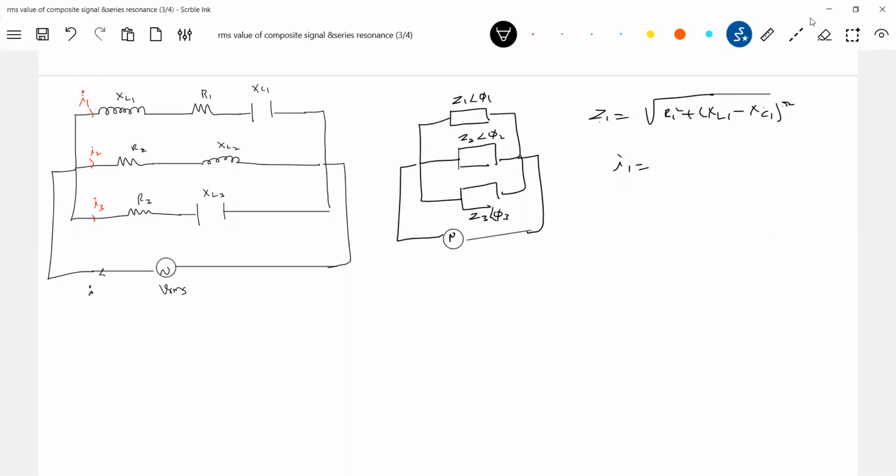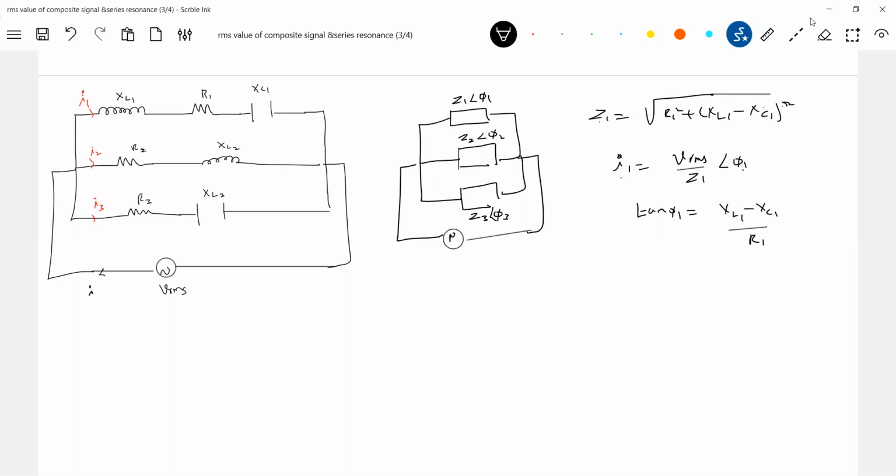Then what is I1? I1 will be Vrms by Z1. I'll get current I1. This current I1 will have some phase angle because Vrms will be there. How to calculate that phase angle? Tan phi 1 is equal to XL1 minus XC1 by R1. Will I agree? So therefore, this is only magnitude. So what is actually the current I1? I1 should be a magnitude Vrms by Z1 and phase angle phi 1. How to calculate that phi 1? By this formula.